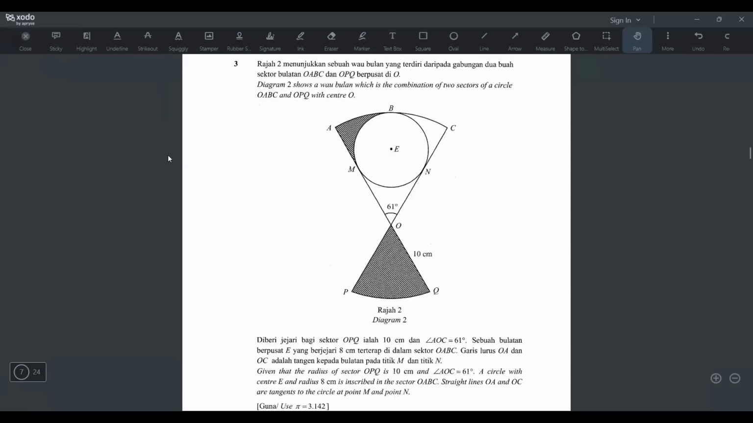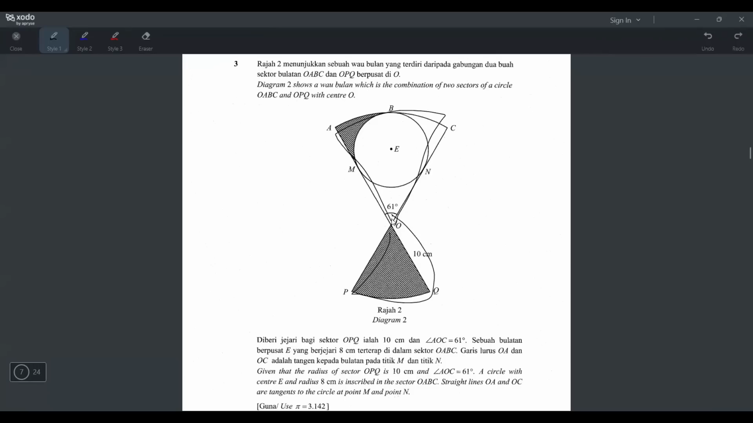Okay, let's continue. This is number 3. This looks like a circular measure question from Form 5 chapter 1. Let's read the English. Diagram 2 shows a wild moon, which is a combination of two sectors of circles, OABC and OPQ, with center O. OABC is one sector, OPQ is another sector, and they are combined together, right?